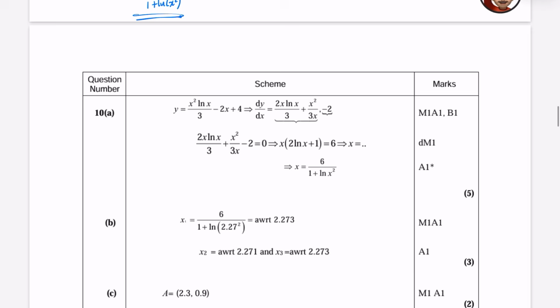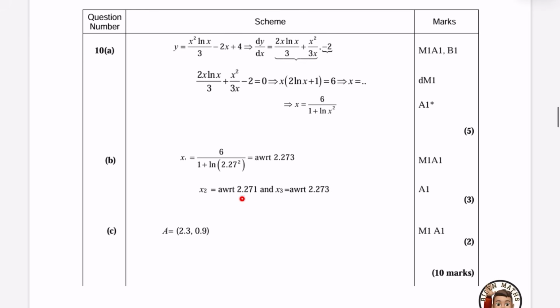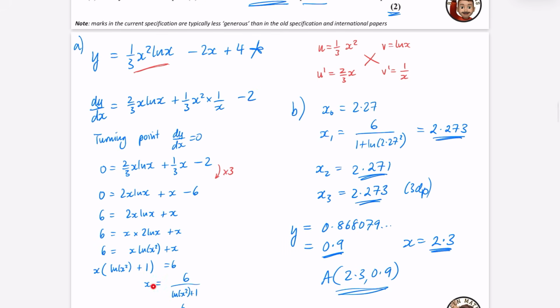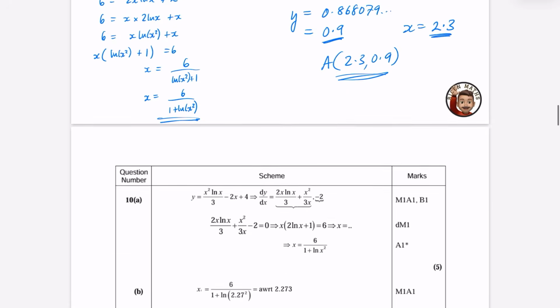We knew part A was correct because it was a show that. We did get 2.271 and 2.273, 2.271, and then back to 2.273. And there was our A coordinate there. So generally pretty easy for a kind of iteration type question, but I think that part A was the part that I really wanted to highlight in this video.